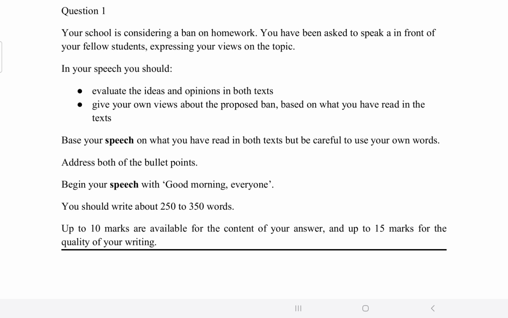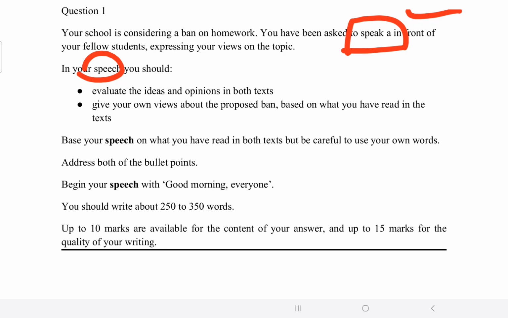Next, look at the next one. Again, the situation is the same, the tasks are different. Your school is considering a ban on homework. You have been asked to speak in front of your school fellow students expressing your views on the topic. So you have to speak, so that makes it a speech. You have to deliver a speech, and a speech is one such task that is delivered. You have to talk to people, you are standing in front of them, whereas the rest of the tasks are just in a written form.